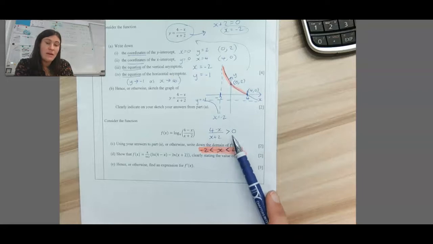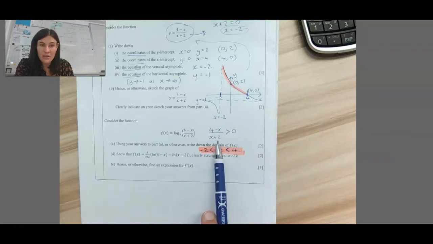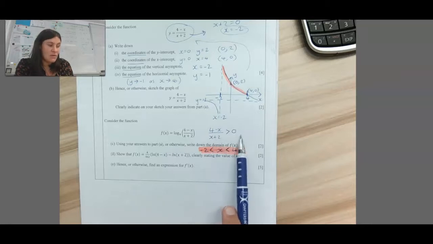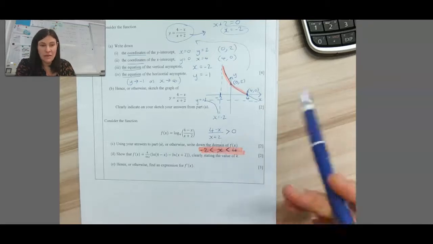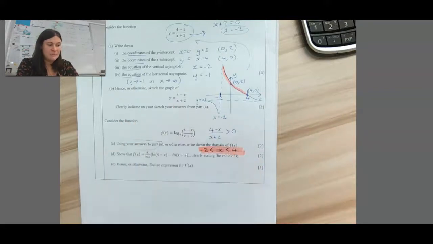So you can do it, but you'd have to be very careful about stating if x is greater than minus 2, then it's positive. So when we multiply up, we get 4 minus x is greater than 0. I'm not going to go into that now. I'm just going to tell you to use part A.